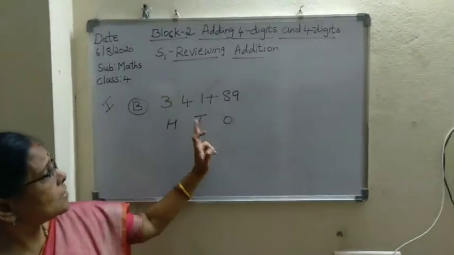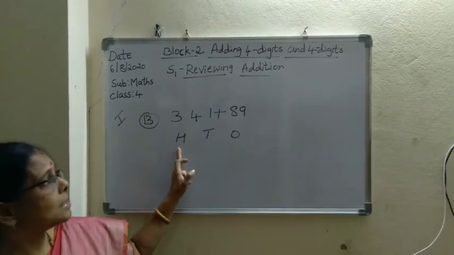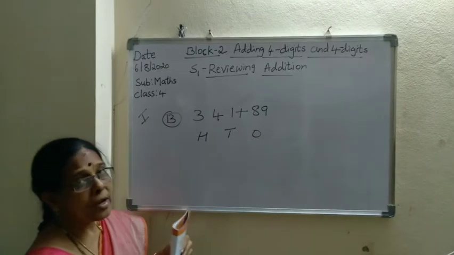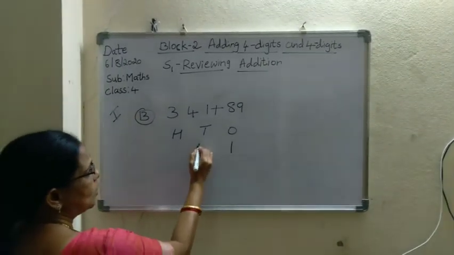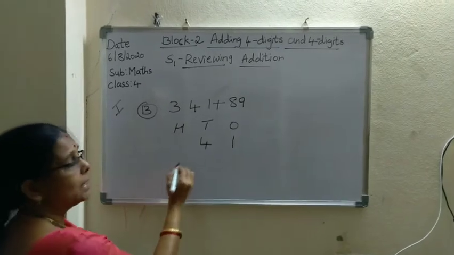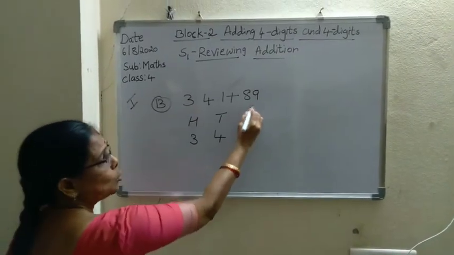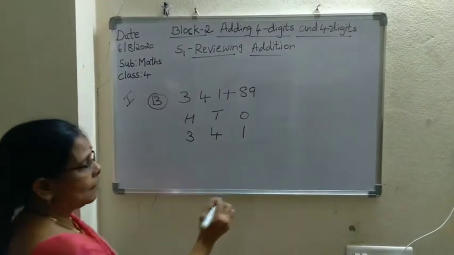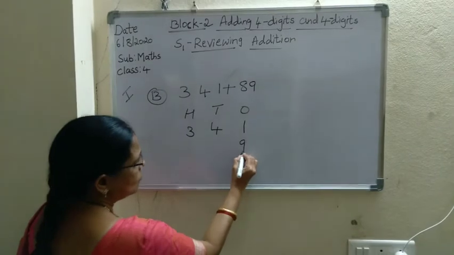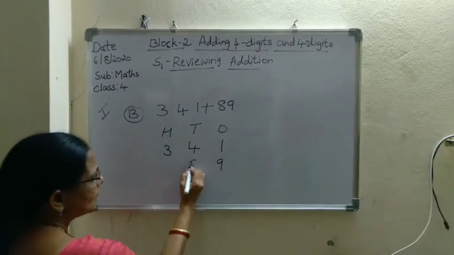So how will you write this? First you write the places here: ones, tens, hundreds. Here in the first number 341, 1 is in ones place, 4 is in tens place, 3 is in hundreds place. Next here only 2 digits are there. So 9 is in which place here? Ones place. So write here 9 in ones place, and 8 in tens place.